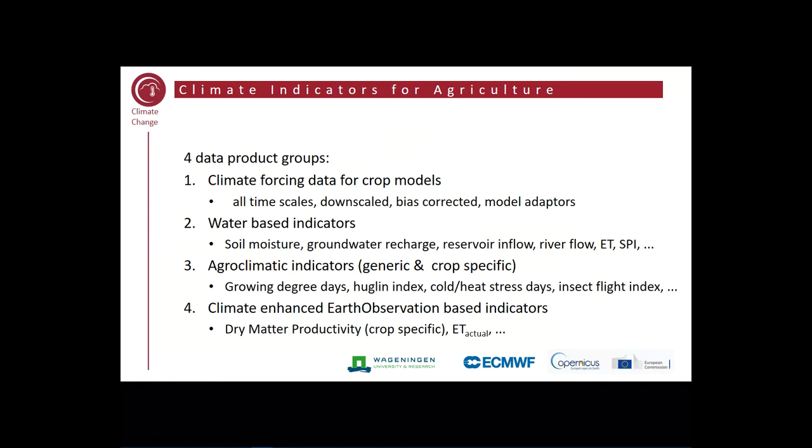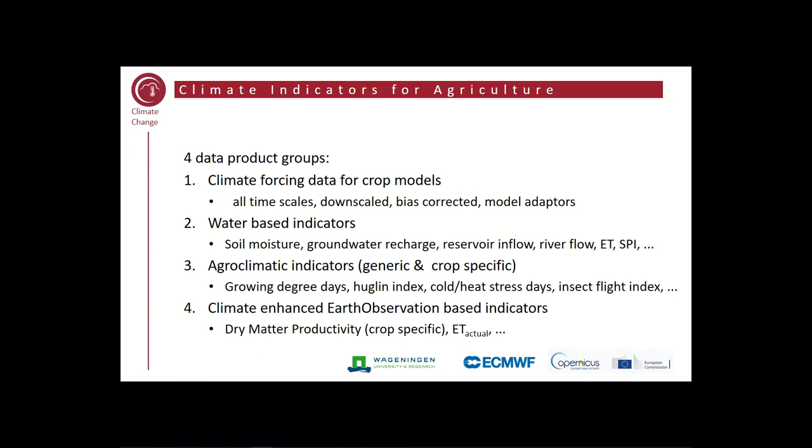The second group, which I will talk a little bit less about today, is water-based indicators, because they are of course also similar to other already developed indicators in this case. And the third group that we talk about is agroclimatic indicators. So that's very much going also into the future. And then we look at aggregated statistics like growing degree days or biologically effective degree days. Things like, you might know the Huglin index, or heat or cold stress days, all these kinds of things.